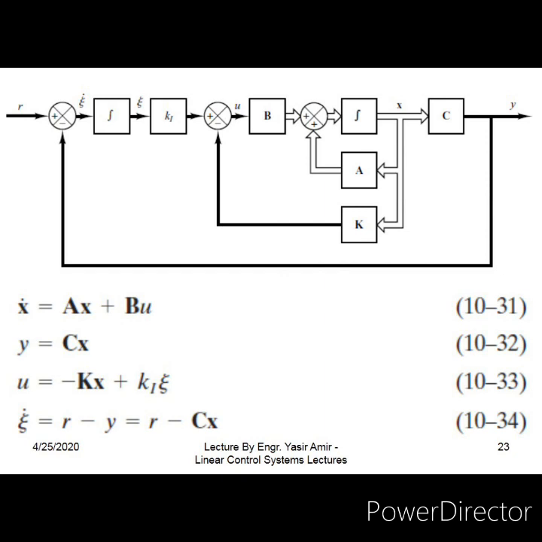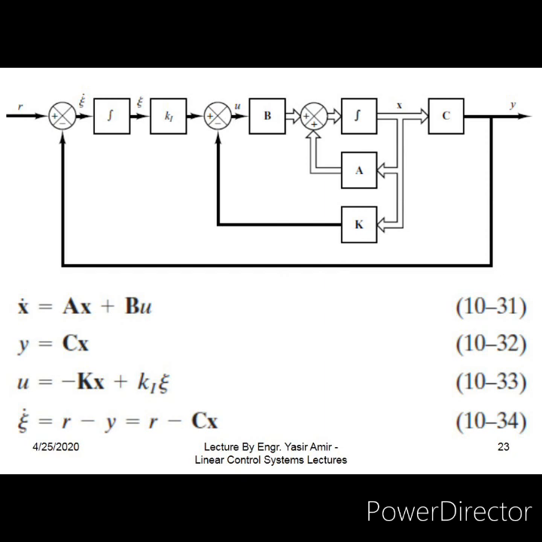R minus y. Y is cx, because x multiplied with c becomes y. So we have r minus cx. The derivative of xi is equal to r minus cx. This is another state equation.